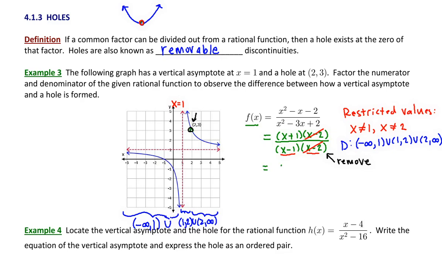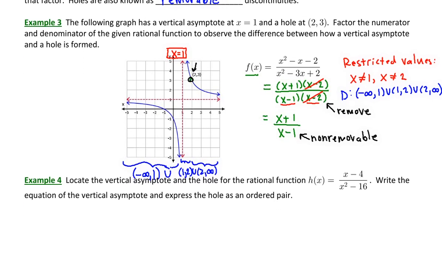The reduced fraction is (x + 1)/(x − 1). Now we still have a factor in the denominator that we cannot remove. This is non-removable. The zero of that factor is x equals 1, and that corresponds to the equation of our vertical asymptote. So if you can cancel out or remove a common factor, that gives rise to a hole, or a single point that's been removed from the graph. If you cannot cancel a factor from the denominator, it is non-removable, and that corresponds to the x value, or the equation of the vertical asymptote.